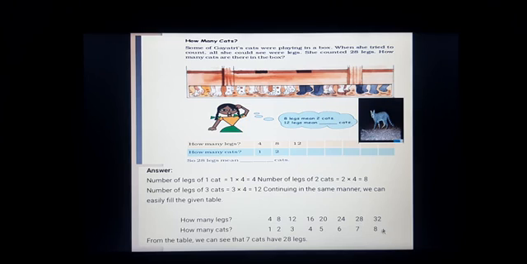So 8 cats, 8 into 4 is 32. But what we have to find out? Up to 28. So if you find out, 7 fours are 28. So for 28 legs, how many cats are there? 7 cats are there. So from the table we can see that 7 cats have 28 legs. So write here 28 legs. Here for 12 legs it is 3. So write 3 there.